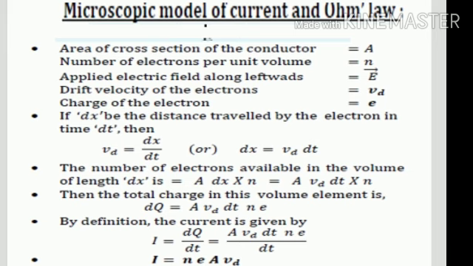Then the total charge in this volume element is dq is equal to A into Vd into dt into n into e. By definition, the current is given by I is equal to dq by dt, which can be written as A Vd dt n e divided by dt. After the simplification, you will get I is equal to n e A Vd. This relation relates the current and the drift velocity.